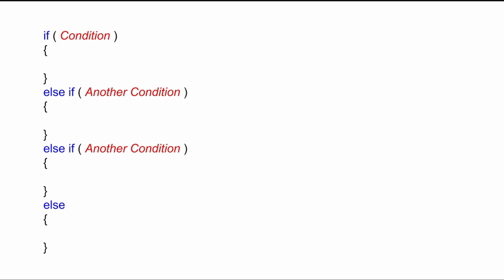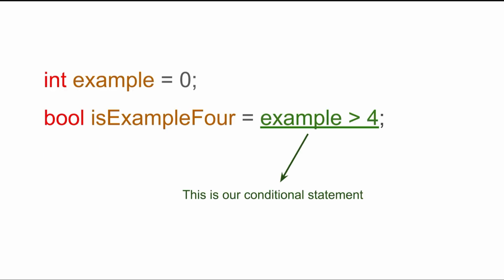So I've been talking about conditions and if conditions are met and that sort of thing. So let's actually look at what a condition would look like and how we write a condition. So here in this example, I've just created an integer variable. It's called example, and I've set it equal to 0. And then I've created a boolean called isExample4. Remember, a boolean stores either true or false. And I've set that equal to this strange expression, which we call a conditional statement.